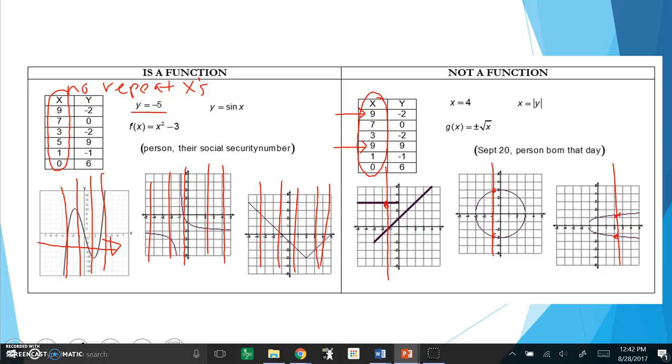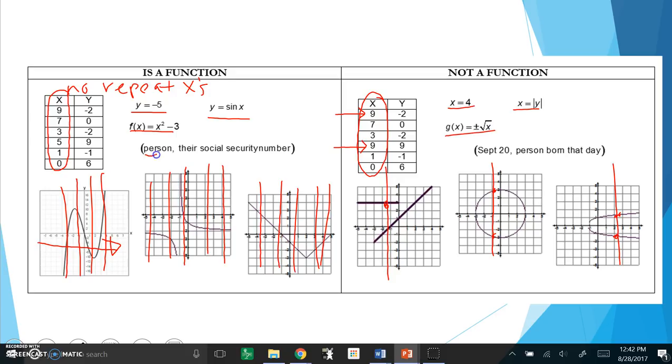Then when it comes to the equations, what you would do is type that into your y equals on your calculator, and then you would see if it passes the vertical line test, which it does. Same with that, same with that. With the ones over here, it would not pass the vertical line test when you graphed it.